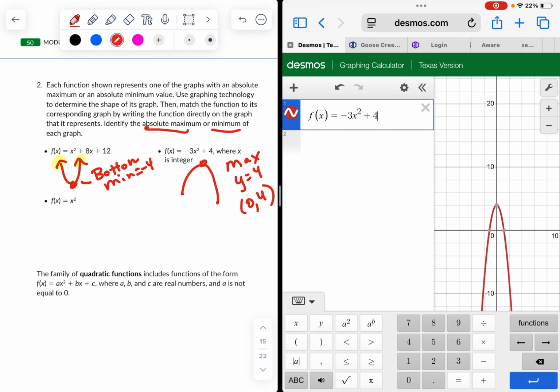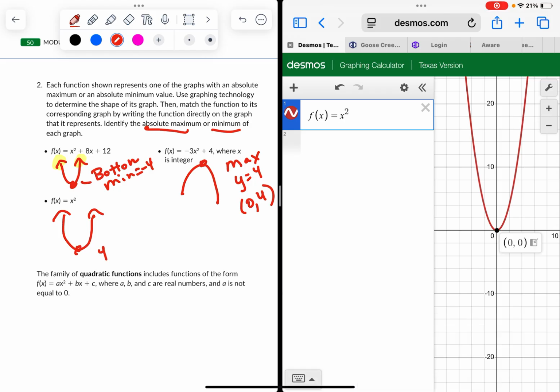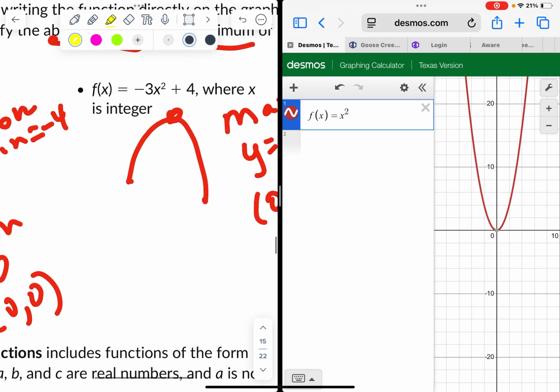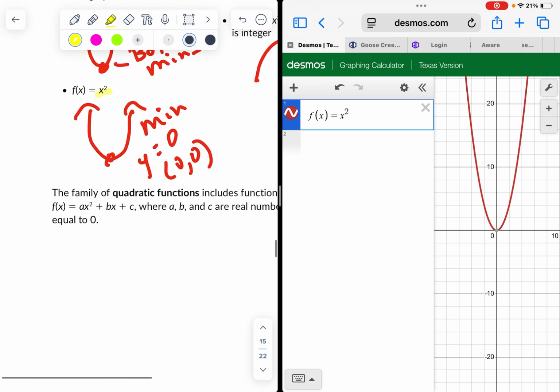Okay, the last one is just f of x equals x squared. Notice this one is straight up and down, so I can see the bottom. I can click on it, y equals 0, or in other words, 0, 0. This one has an absolute minimum. I want you guys to notice something about these, okay? The two that have bottoms, they're pointing up. Notice that both of the x squared terms are positive. The guy that's pointing down, notice there's a negative in front of it. That's why it's upside down or flipped upside down, okay?